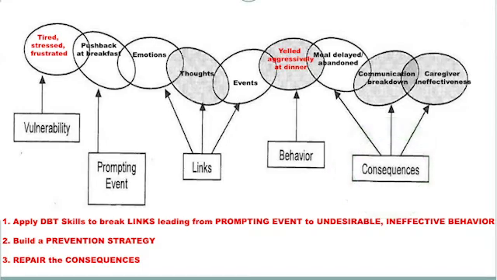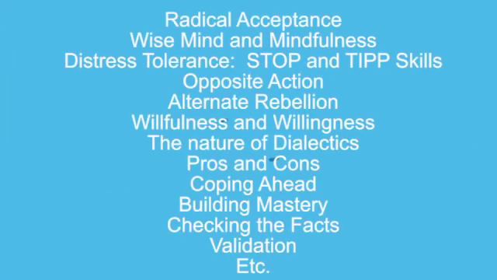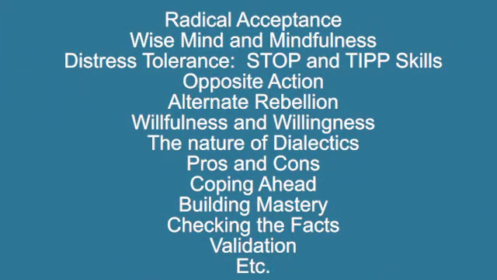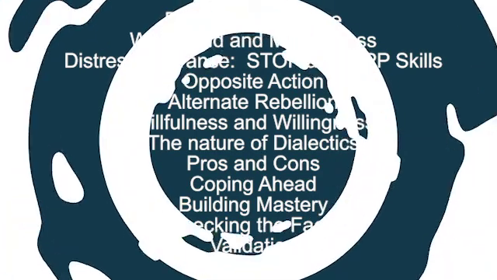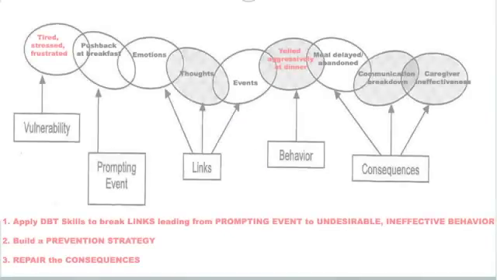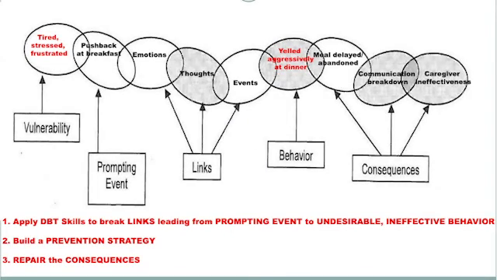Let's take a look at number 1 down below. Apply DBT skills to break the links leading from a prompting event to undesirable, ineffective behavior. The emotions, thoughts, and events area, the links in this chain analysis, are where we can apply the DBT skills that we're learning. Your prevention strategy, number 2, is the compilation of the skills that you know well and that you can apply in any particular situation, something that you can reach for off the tool shelf in order to help you guide your loved one more effectively.